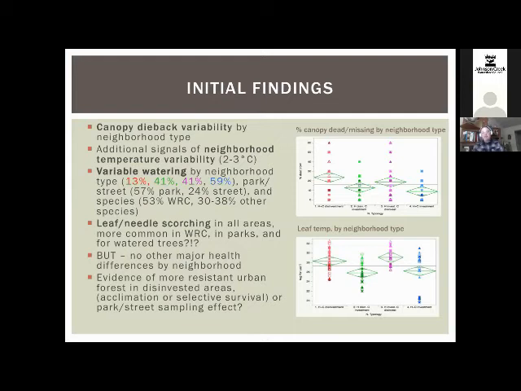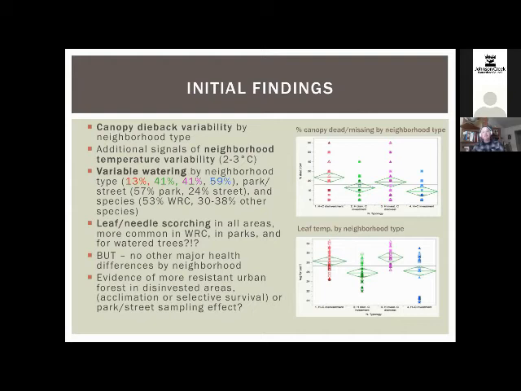There was also highly variable watering. So the historically and contemporarily invested neighborhoods were much more likely to have individual trees watered in those neighborhoods, whether park or street trees. We also saw that park trees were more likely to be watered, as well as western red cedar were substantially more likely to be watered than other species.